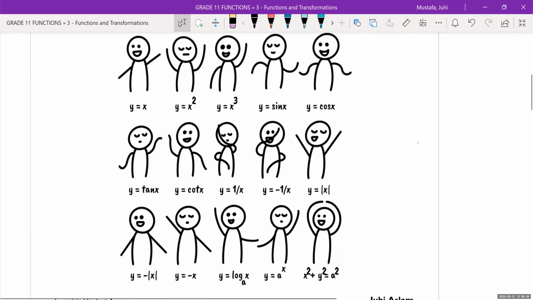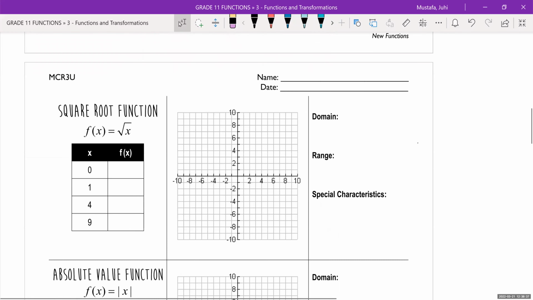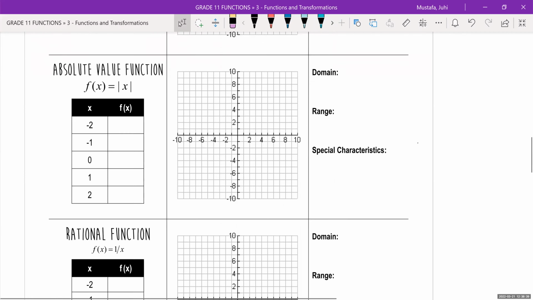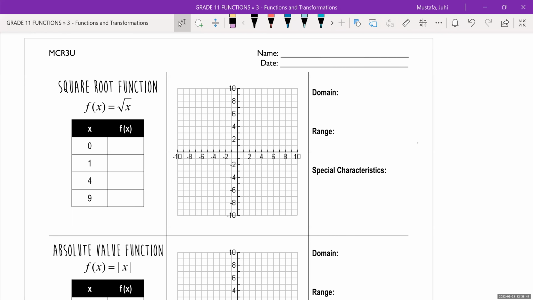But anyway, super cute. Okay, so if you turn to the next page, we have our 3 functions laid out there. And for every function, what we're going to do is fill out a table of values. We're going to graph it, and we're going to talk about the domain and range and some special characteristics if they exist.